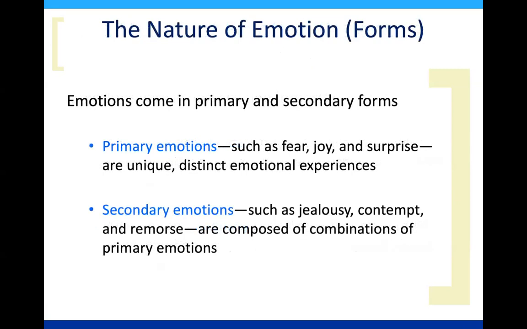Emotions come in primary and secondary forms. Primary emotions such as fear, joy, and surprise all have unique and distinct emotional experiences, where secondary emotions like jealousy, contempt, and remorse are ultimately composed of combinations of primary emotions. So jealousy is, in my opinion, we'll throw it out and say, a combination of fear and anger. So we see how there's a combination or a mix of these primary emotions.